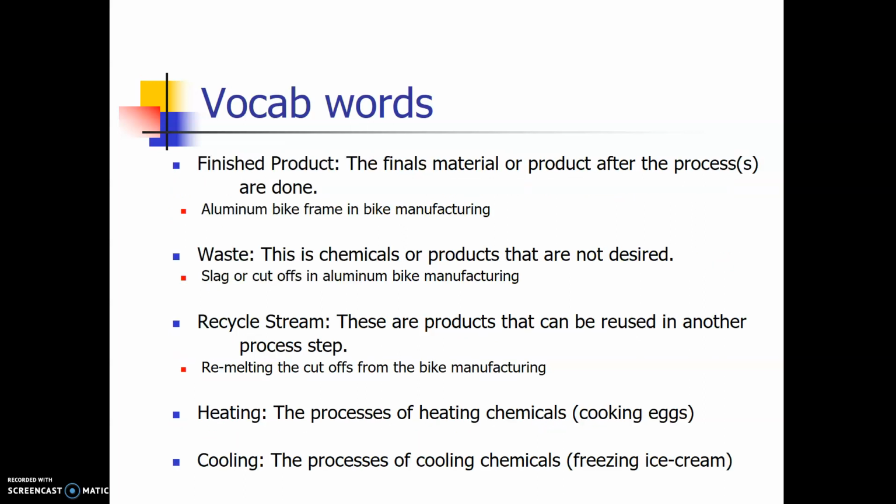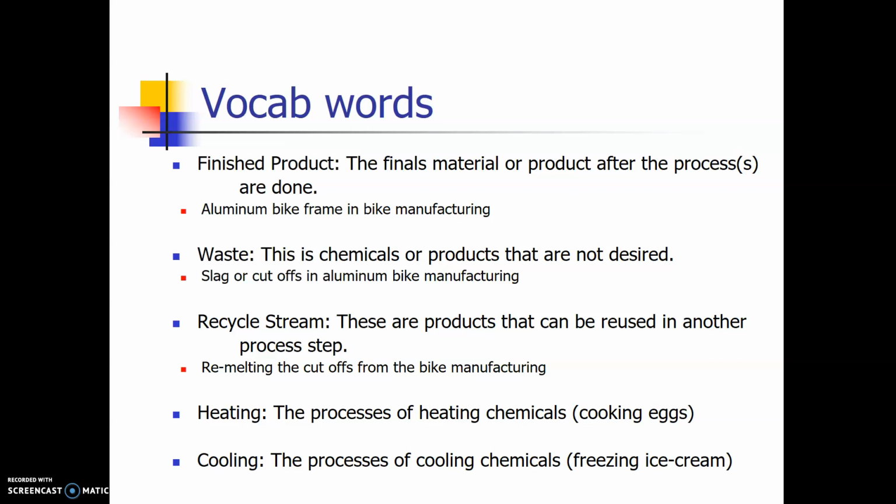Okay, so finishing products: the final material or the products after the processes are done. Waste: this is any chemicals or products that are not desired. This could be like your eggshells that you just throw away, or you could have slag or cutoffs from your bike manufacturing. Recycle stream: this is a product that can be reused in other processes.